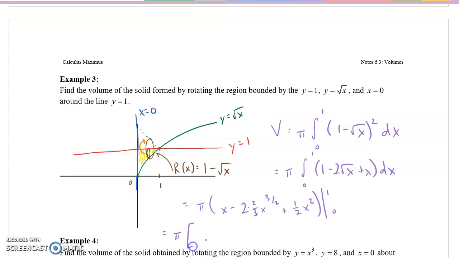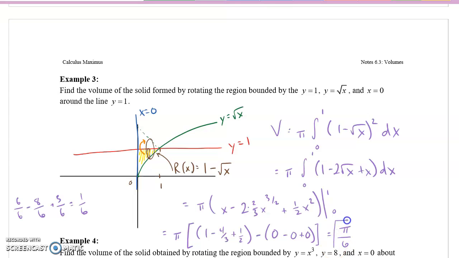So we've got pi times that antiderivative evaluated at 1. So that's 1 minus 4/3 plus 1/2. And we're going to subtract, well, 0 minus 0 plus 0, so we can ignore that part. So when we get our common denominator, we get a 6 over 6 minus 8 over 6 plus 3 over 6, which is equal to 1 over 6. So that's going to work out to be pi times 1/6, or pi over 6. And that would be the volume of that coney sort of shape that we've got right here.